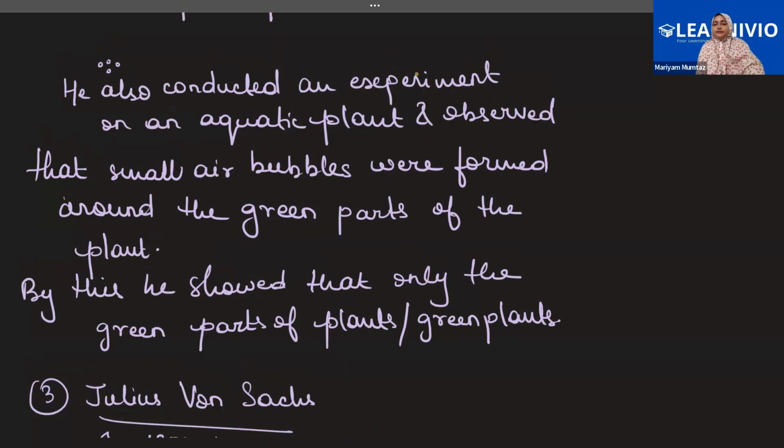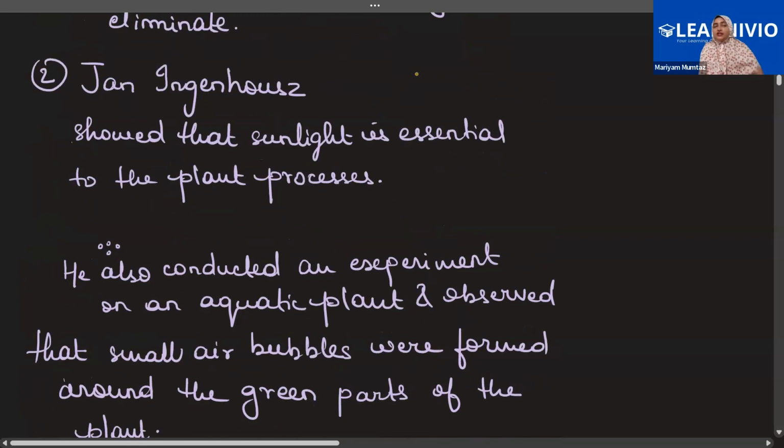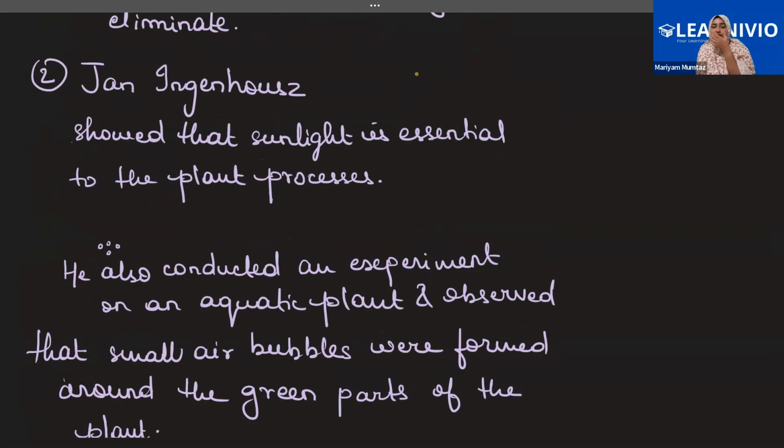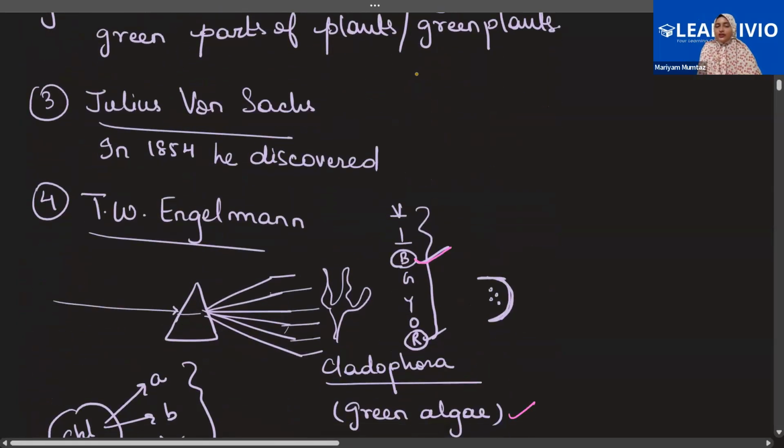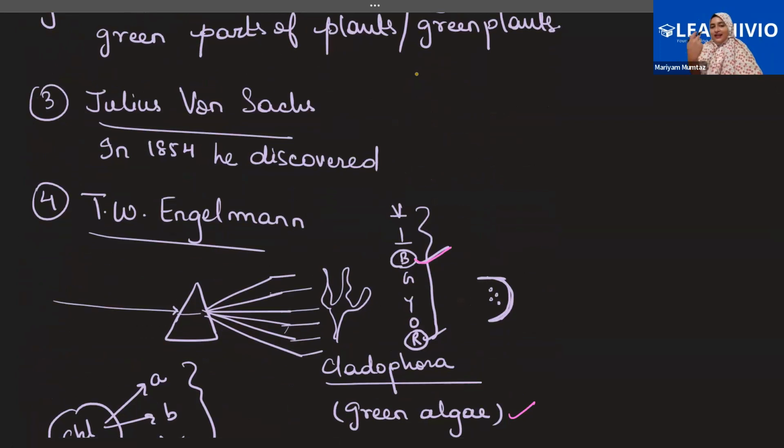Is it clear? So the basic thing that Jan Ingenhousz did was that he said that sunlight is essential to all the plant processes. Then came Julius von Sachs. Now, I don't know what he discovered. Let me just check. I don't know. In 1854, he discovered, and I left it blank. So what did he discover?